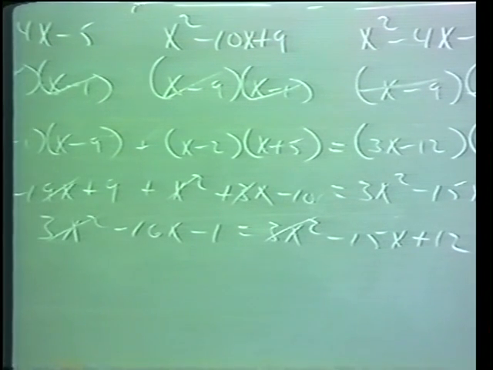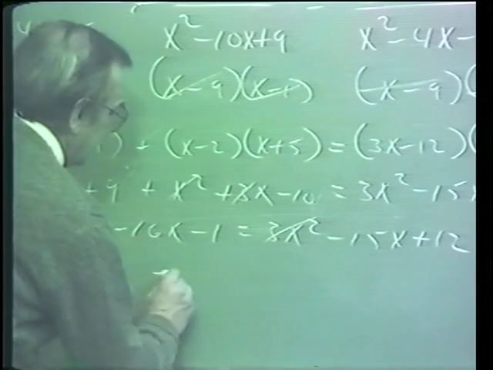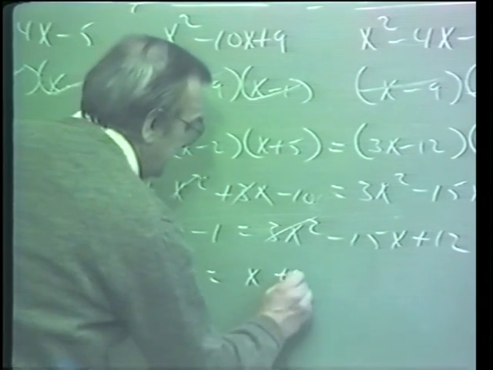Step 4 says get all the terms with x on one side. It doesn't make any difference which side you bring it on. I'm going to add 16x to both sides. If I do, I get negative 1 on the left. On the right, I get x plus 12.